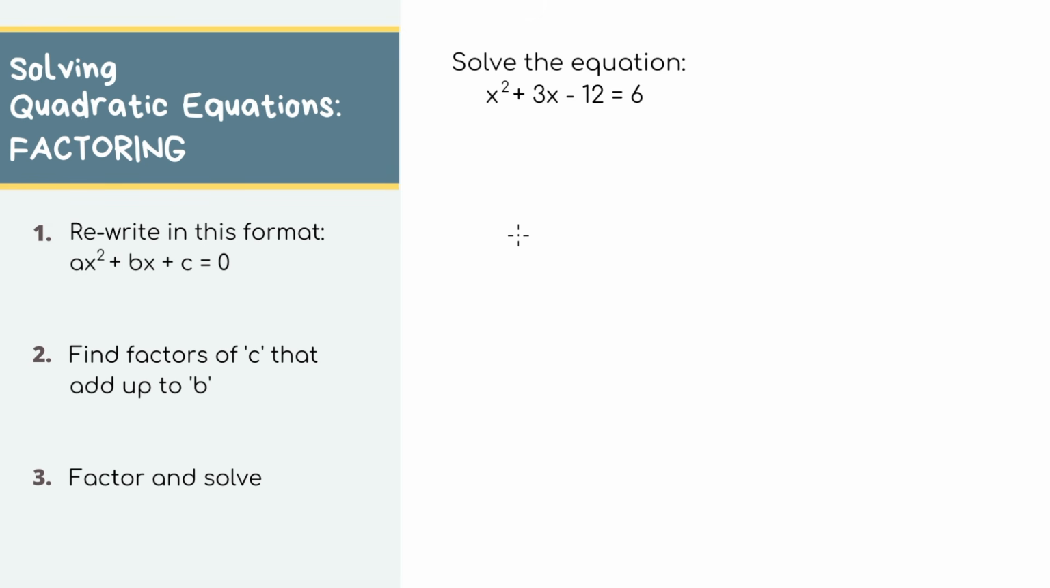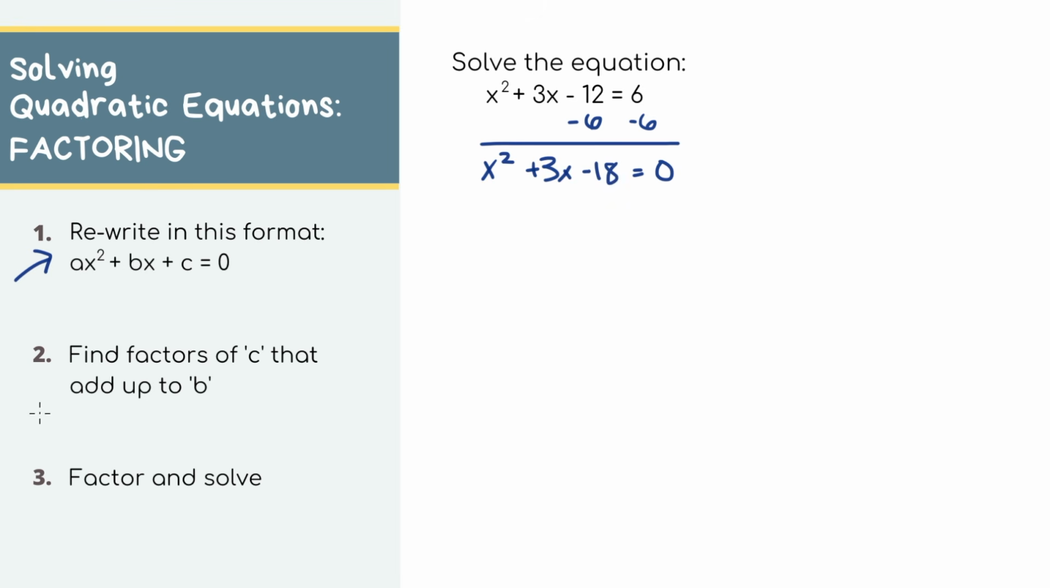The first step is to rewrite the equation in standard form, where you have everything on the left and 0 on the right. In our example, we're mostly there but still have that 6 on the right, so we'll subtract 6 from both sides of the equation to put it in standard form.